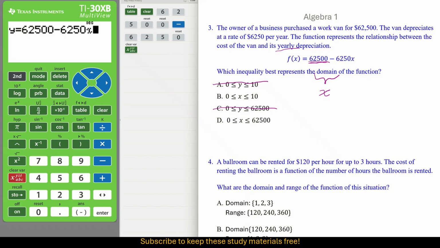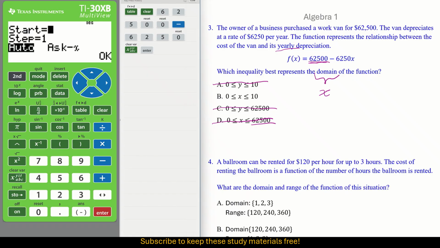Well, if we're going to start at 0 and we're talking years, it is illogical to think that X is going to go from 0 to 62,500 years. I mean, that would be incredible. It'd be great. We never have to buy another vehicle, but it doesn't make sense. And you're like, well, why are we using our calculator? Let me show you, because other options may not be so captain obvious.